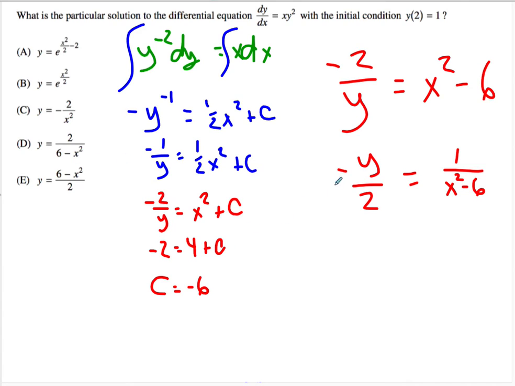Deal with the negative here. We'll multiply both sides by negative, so we'll have y over 2 equals, that'll make it negative x² plus 6. The closest we have to that over here is 6 minus x². And we'll finish by multiplying both sides by 2, which you can see is D. So the correct answer is D. y equals 2 over 6 minus x².